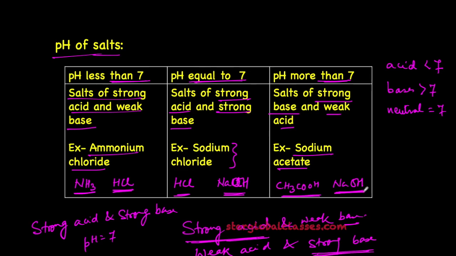So I hope you all understand. It is very easy, not at all difficult. When is pH less than 7? When the salt is made up of strong acid and weak base. pH is equal to 7 when the salt is made up of strong acid and strong base. pH is more than 7 when salt is made up of strong base and weak acid.